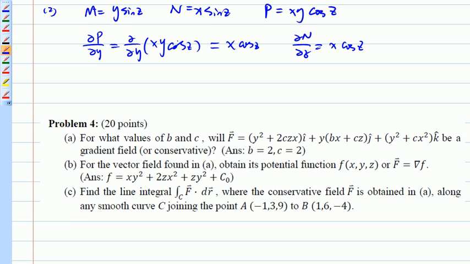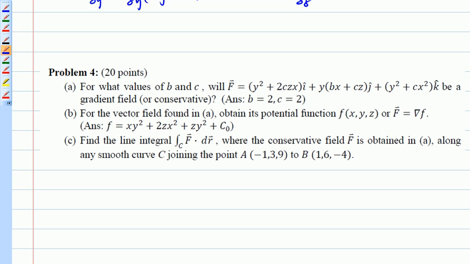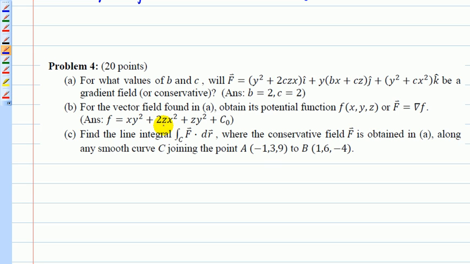Problem 4 asks for what values of b and c this field will be conservative, or we can also call that a gradient field. Also, find the potential function for that vector field, and calculate the line integral over a smooth curve joining 2 points.